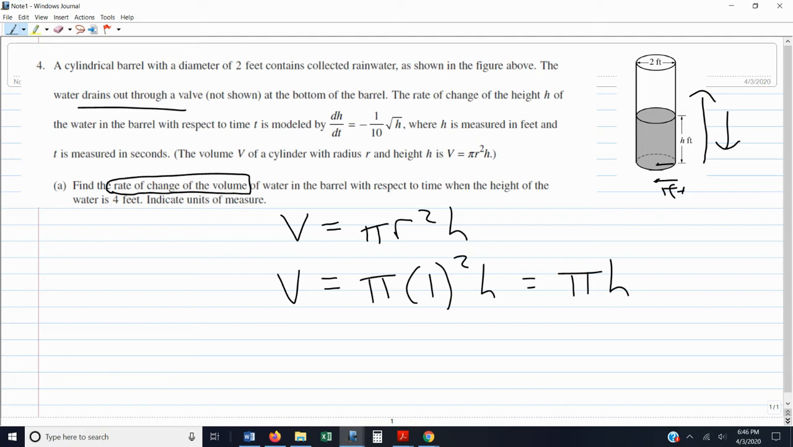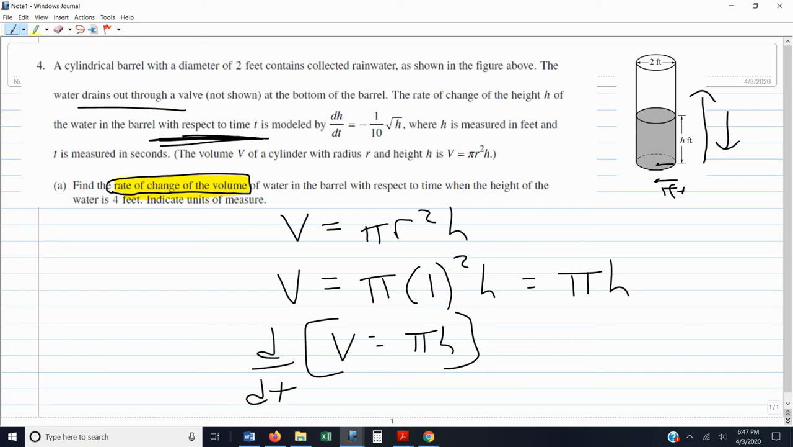It's not changing. Then I have a much easier formula that I'm working with, that the volume is pi times the height. So let's go back to what they were asking me to find, the rate of change of the volume, not the volume, but the rate of change of the volume. So I'm going to be taking the derivative. Another thing that you want to remember is that your independent variable is time, because the height is changing with respect to time. So your independent variable is t. You can also see that right here.